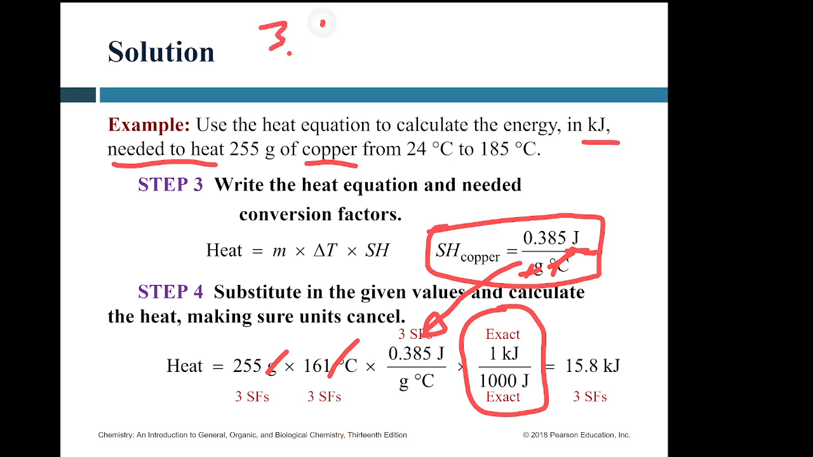I write that down. Let me rewrite that: 0.385 joules per gram degrees Celsius. So I have the specific heat of copper. Again, I'm just doing what do I have, what do I need, how do I get there? I need it in kilojoules. Well, it's joules right there, isn't it?